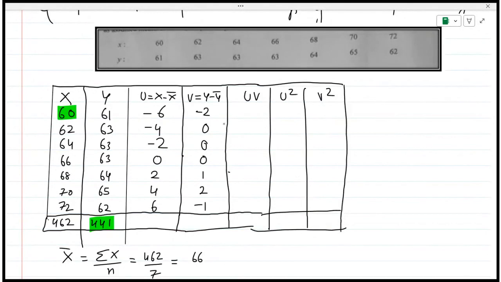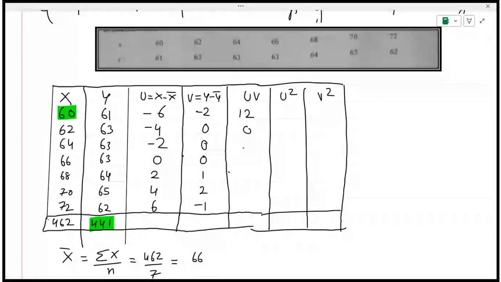So what is the product of u and v? 6 into minus 2, minus minus plus. So 12. 4 into 0 is 0, 0 into anything will be 0, 0 into 0 is 0, 2 into 1 is 2, 4 into 2 is 8, 6 into minus 1 is minus 6. Students, is this clear? How did I find uv? Yes, sir, it is clear.